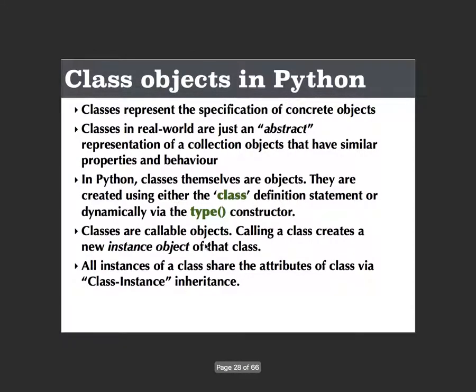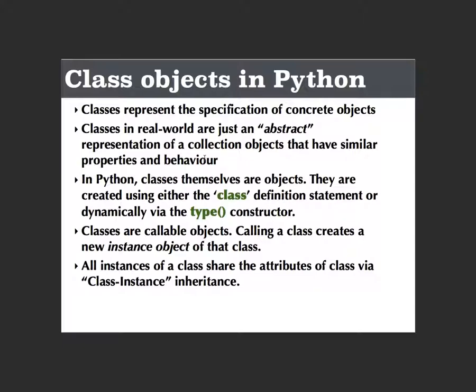So in summary, I told you, classes represent specification of concrete objects. Classes in the real world are just an abstract representation of a collection of objects that have similar properties and behavior. In the real world, you don't really see classes, do we? No. When I say pen, you don't see a pen. You see an instance of a pen. Pen is just an abstraction to represent objects that have some common traits and properties. Classes are merely an abstraction. But in Python, classes themselves are objects.